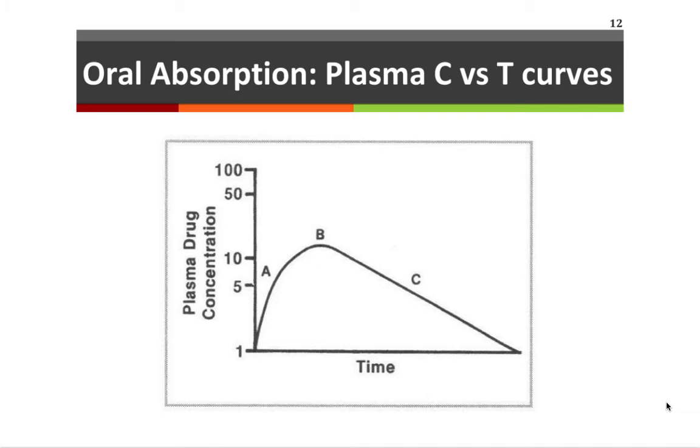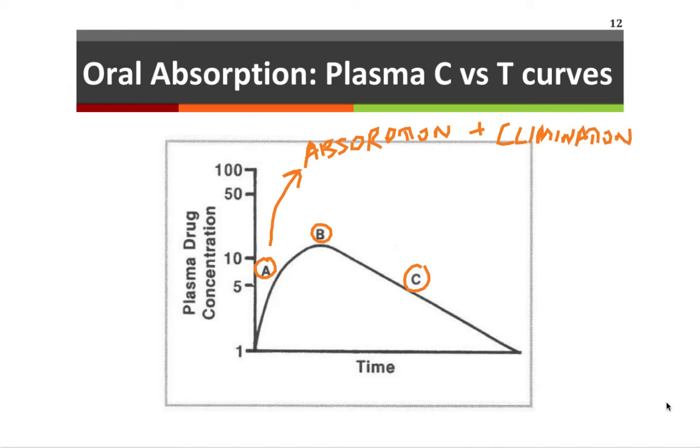So there are three separate regions that we can mark in this graph: segment A, segment B, and segment C. In A, there are two processes occurring here, namely absorption and elimination. If you were to compare this to the IV bolus two-compartment model, it's kind of similar. There it was distribution and elimination. Here it's absorption and elimination.